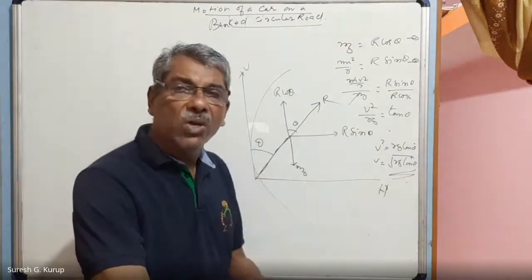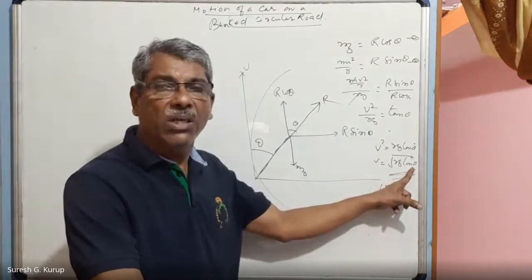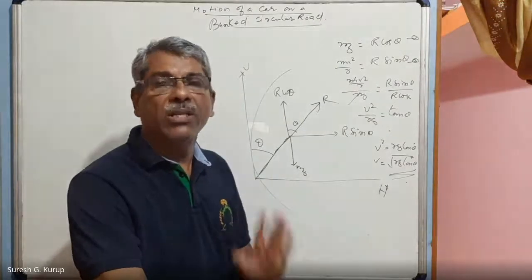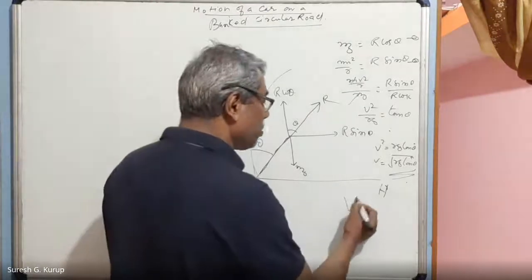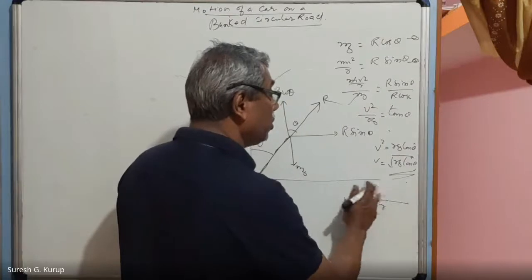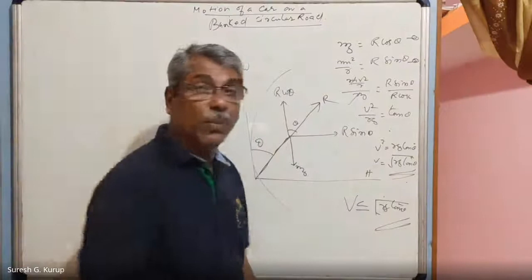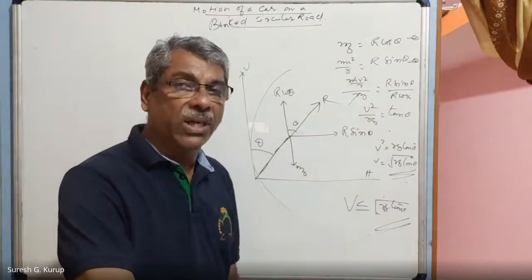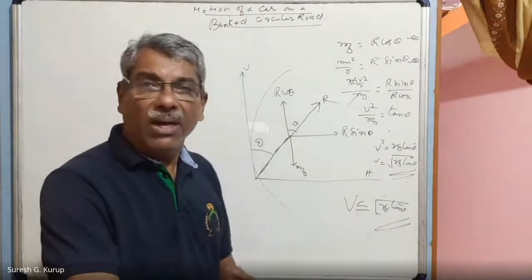The cyclist's velocity should not be greater than this value. If the velocity of the person is greater than root of rg tan theta, then the person will skid on the curved path. So the safest velocity in this case also, we must write, v must be less than or equal to square root of rg tan theta. Where theta, always remember, is the angle made by the person with the vertical when you negotiate a curve.